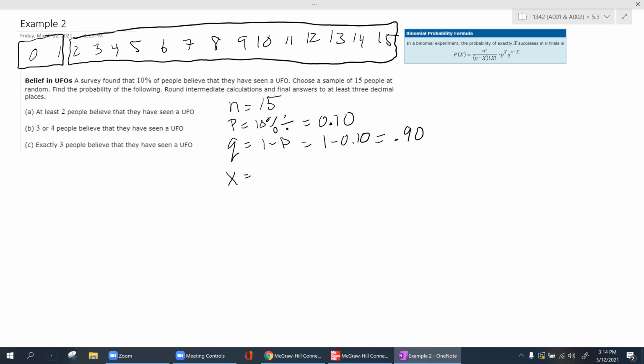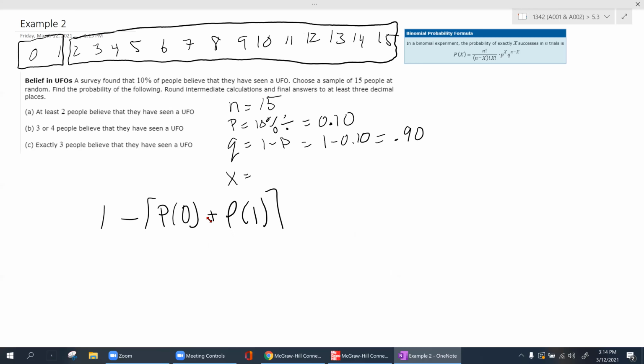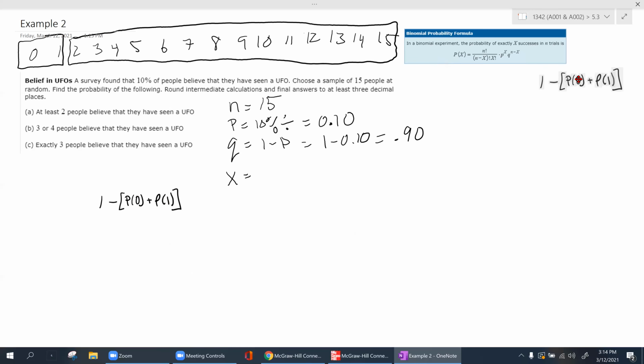What I'm looking for is going to be 1 minus the probability of success for 0 plus the probability of success for 1. Instead of finding it from between 2 and 15, that's going to be my focus. So let's go ahead and do that. Let's find this for x equals 0.